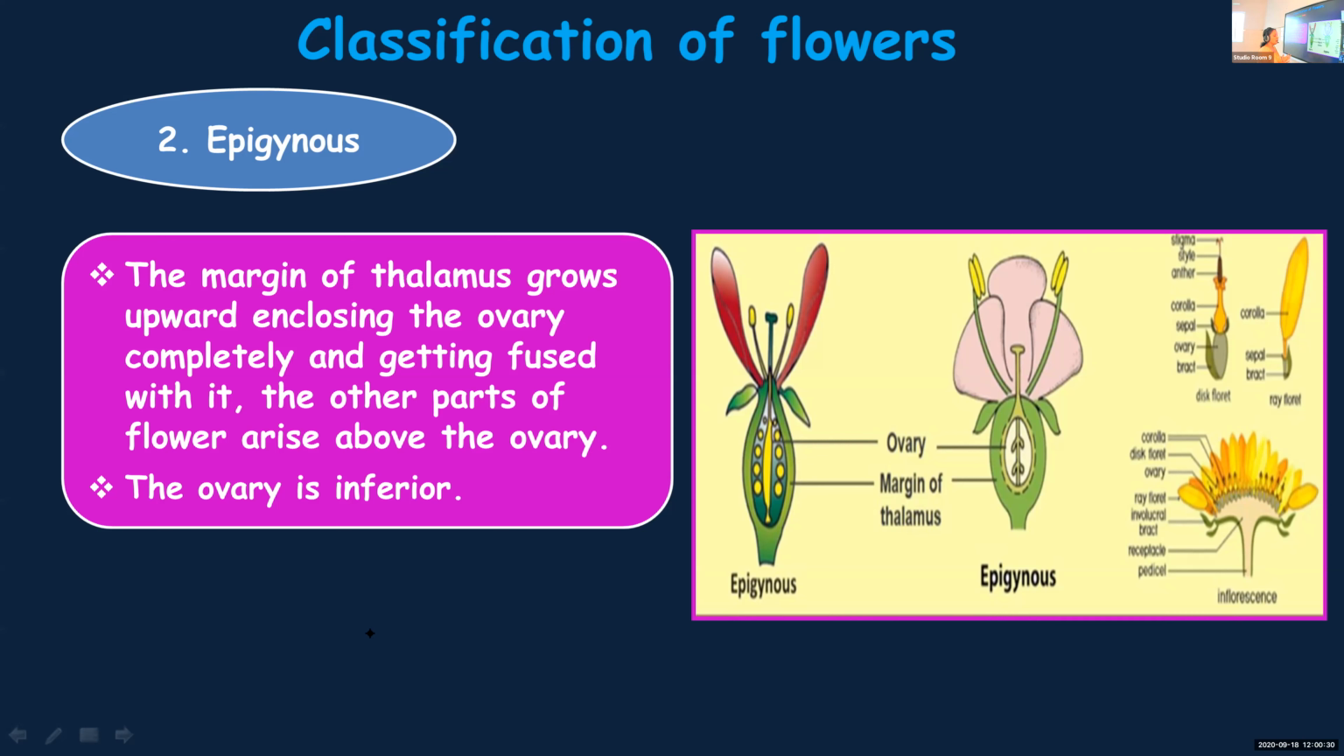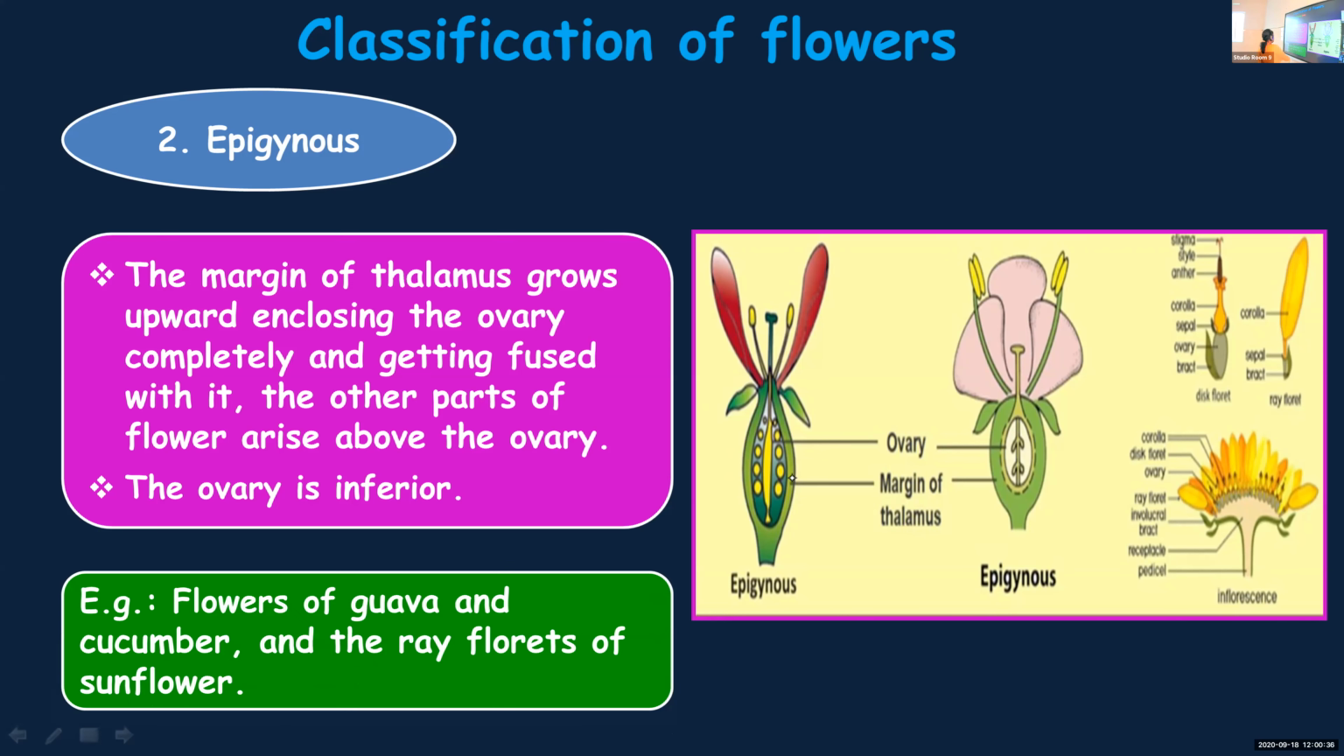So here you can find, here is the ovary. Let me take the pen. Here is the ovary and the thalamus, it is growing upward. It is growing upward and it is enclosing the ovary inside. It is enclosing the ovary inside and it is fused with that. You can see the ovary and the thalamus fused together and all the other floral appendages are above the ovary. So here the ovary is inferior. It is beneath or below all the other floral appendages. So it is inferior. Okay.